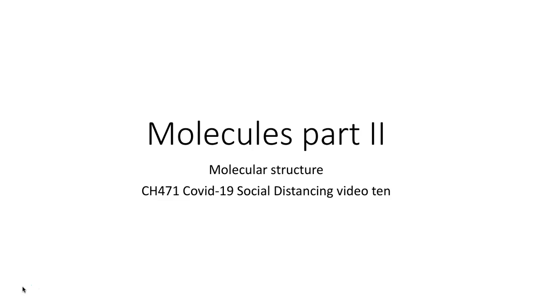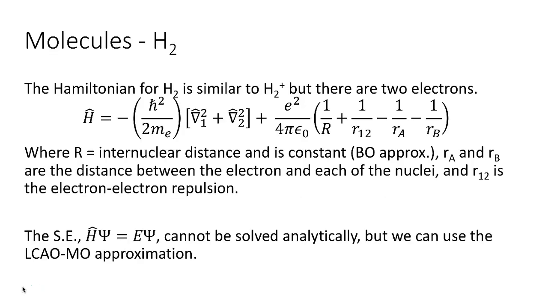And this is our second video on molecules or molecular structure. In our last video, we went over in quite a lot of detail the H2 plus molecule, the simplest possible molecule. And now we're just going to add another electron. And so we're going to look at H2, so hydrogen itself, elemental hydrogen.